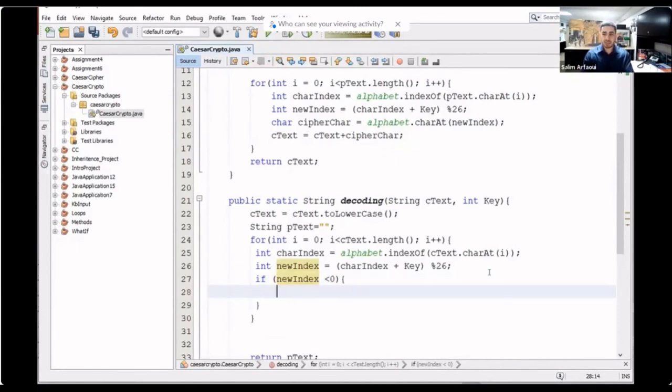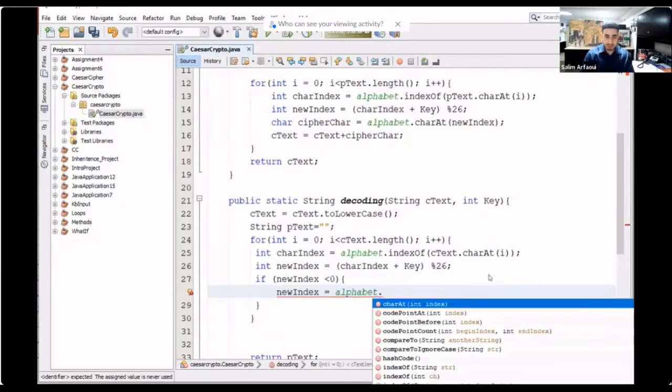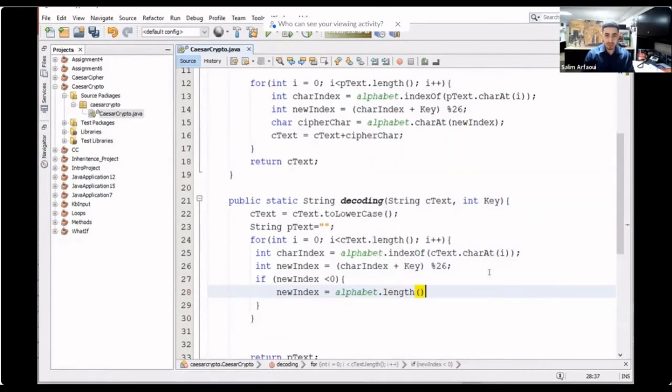I should then say that the new index value is equal to my alphabet dot length, right? Plus new index, right? So if it's, let's say, -5, it's going to be 26 plus -5, and that means the index is going to become 21 instead.